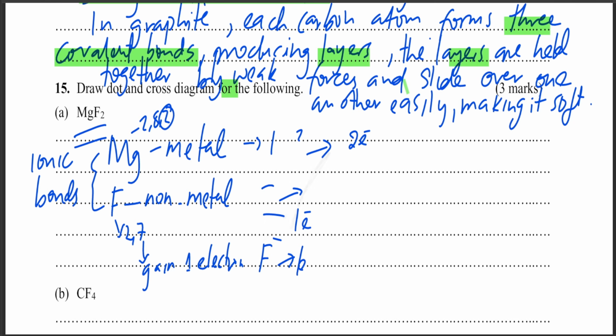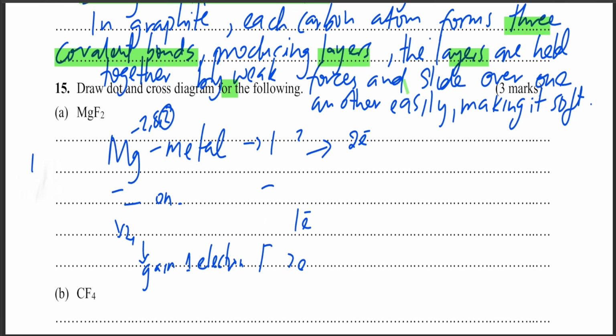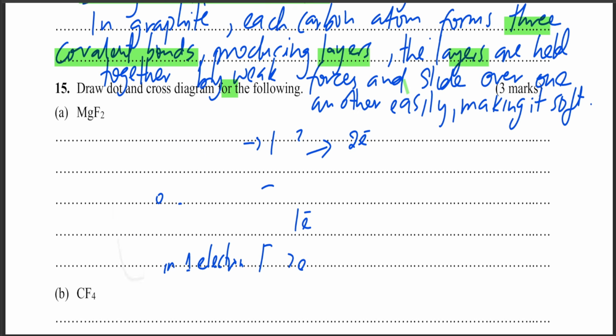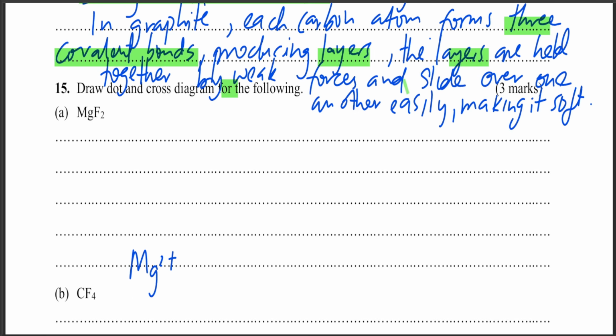So this is just a summary of the answer that you'll find. But now let's try and do the structure. So you have magnesium 2 plus, which is 8, and you're going to have fluorine minus, which is 8 as well.